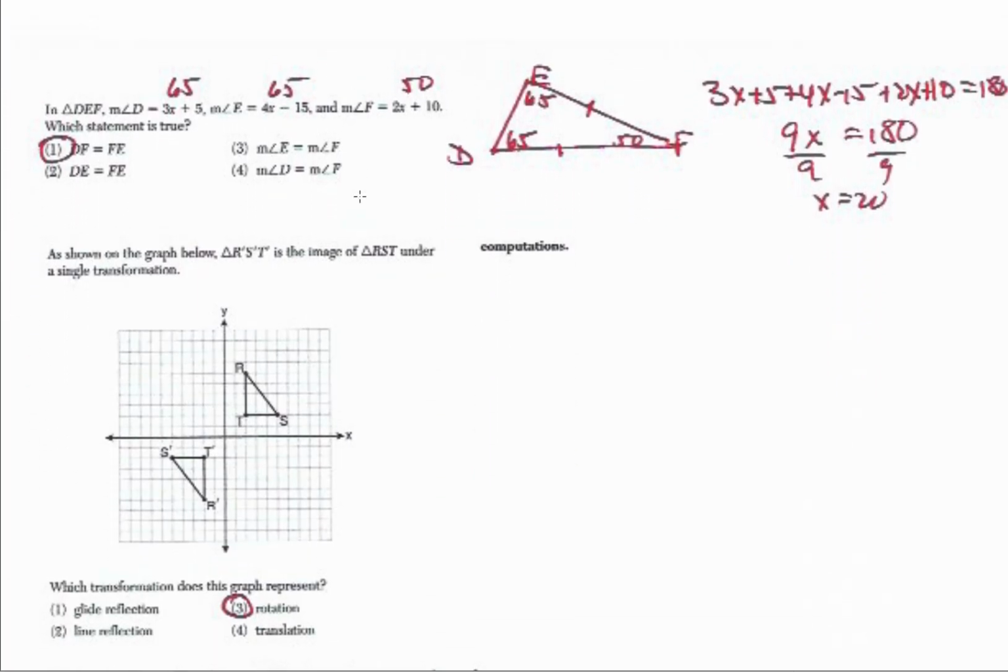Okay, next up, triangle DEF. I drew the picture of it there, and add up all the angles, get 180. 7x, 9x, and then the numbers cancel out to 0. So 9x is 180, dividing by 9, x is 20. And then I plug in the 20, and I get that measure of angle D is 65, the measure of angle E is 65, and the measure of angle F is 50. And since E and D are both 65, it's isosceles, so the sides opposite them have to be congruent. Those are the legs. So that's EF and DF, which is choice 1.